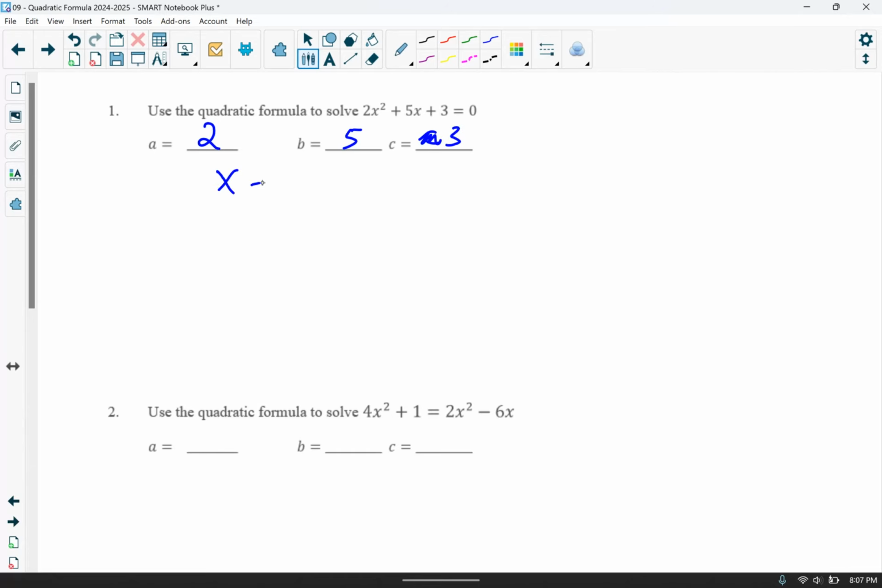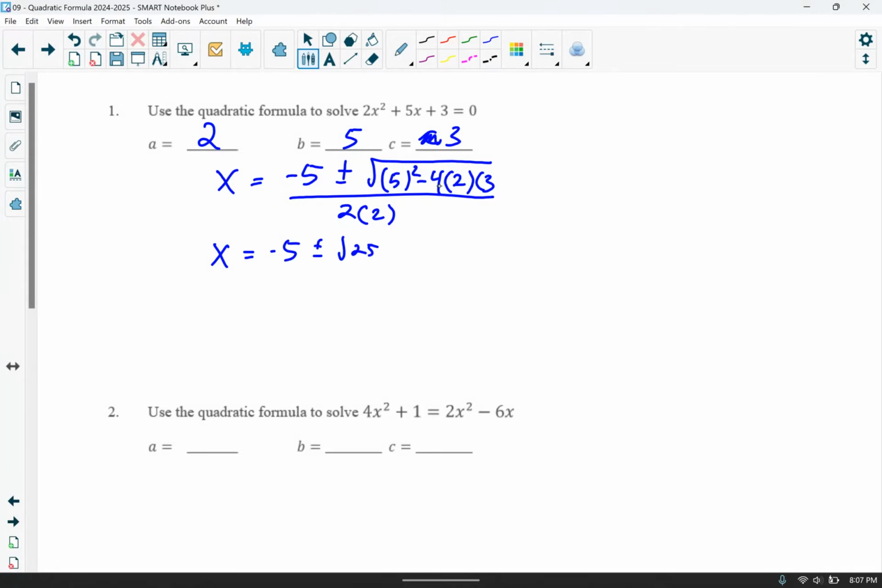So now x equals negative b plus or minus the square root of b squared minus 4ac all over 2a. So again, we're just simplifying, right? 5 squared is 25. Negative 4 times 2 times 3, that's going to be negative 8 times 3, so negative 24, all over 4. 2 times 2 is 4. So that'll give us negative 5 plus or minus the square root of 1 over 4.